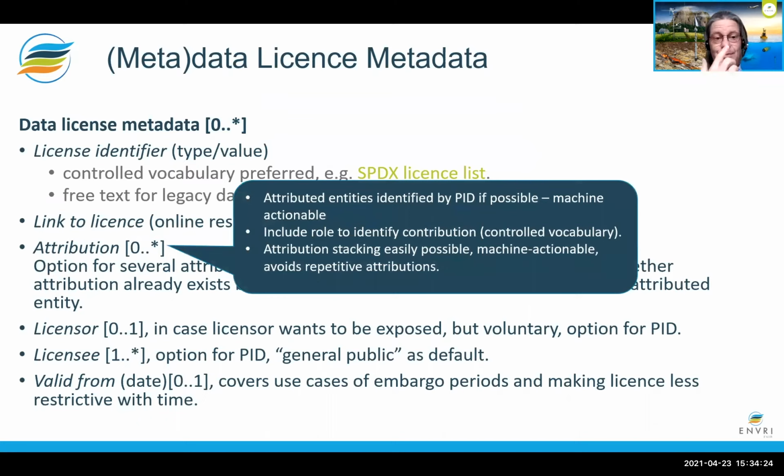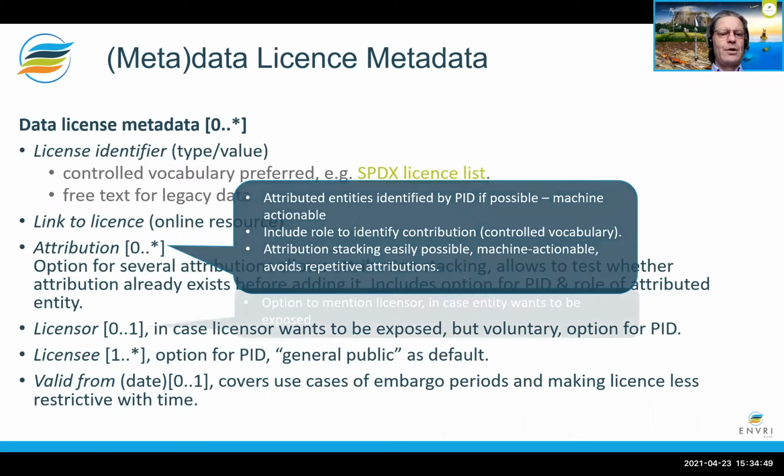And then very importantly, the attribution. The entity to be attributed is supposed to be identified with a PID. It should include the role that the entity is involved in creating the data. And if you do this, it also enables attribution stacking. It's easy to find out whether an entity is already attributed or not, so you're not adding text in a repetitive manner. You should also include room for the licensor in case the licensor needs to be or wants to be identified.